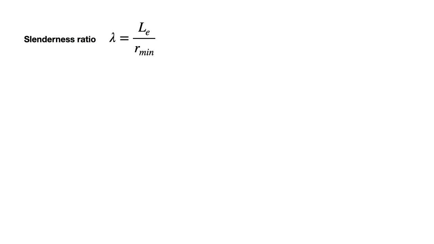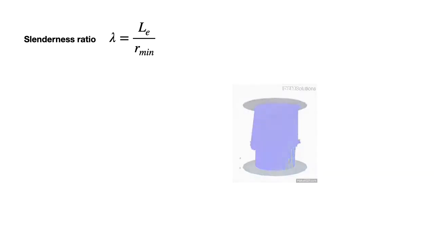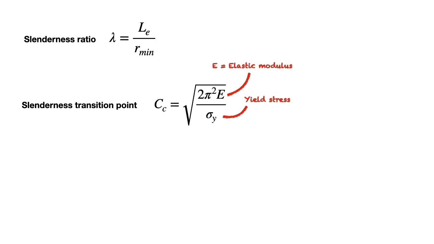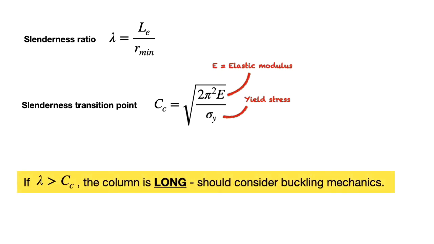Back to the main big question. How do we know if the column will buckle or not? How do we really categorize a long or short column? Of course, buckling ability depends on length and also the material of the column. We use a specific measure of column properties called the slenderness transition point, CC. The formula has the elastic modulus and yield strength properties in its equation as shown. If the slenderness ratio, lambda, is higher than the slenderness transition point of the column, CC, then we classify that column as a long column, which means we should consider its buckling mechanics. If lambda is less than CC, then the column is short, so we don't have to consider buckling mechanics.